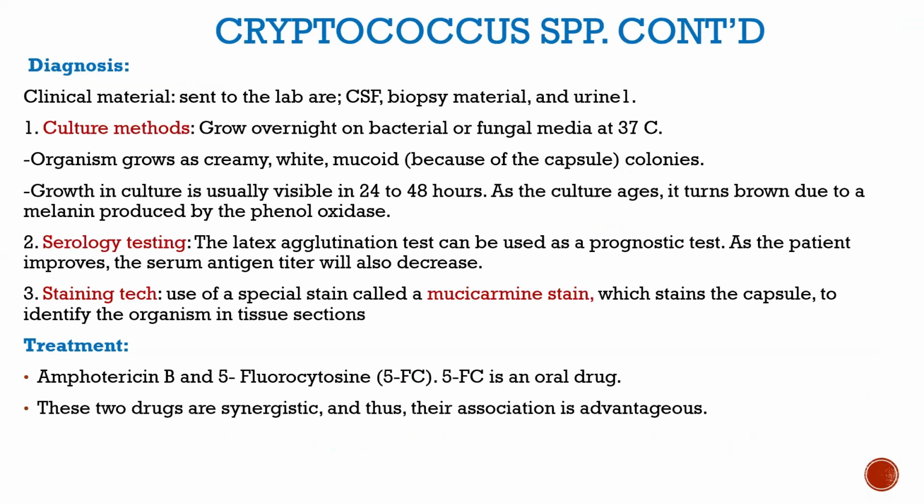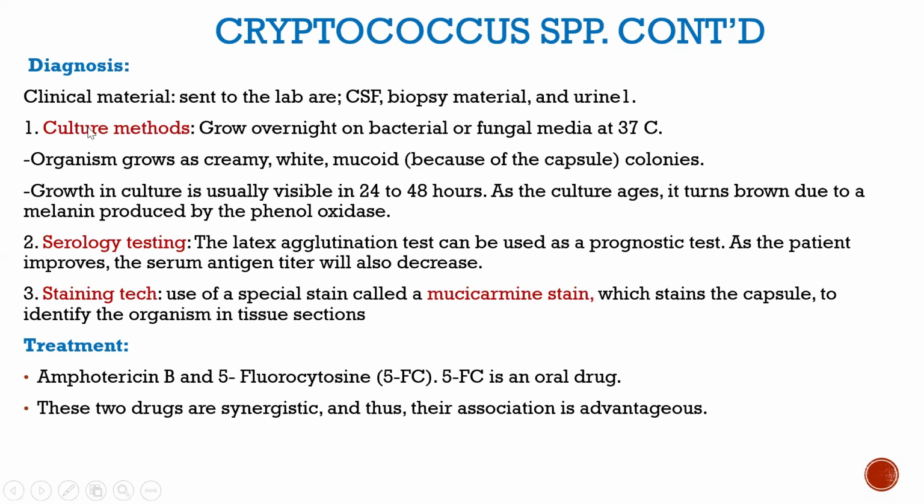So let's talk about the clinical material that you can send to the lab. We have the cerebrospinal fluid, which is the CSF. We have the biopsy material, especially when an area of the body is affected. You can cut out the tissues and go to the lab and investigate. You also have the urine, okay, but he said that the urine is very rare. It's a very rare material to be required in the lab.